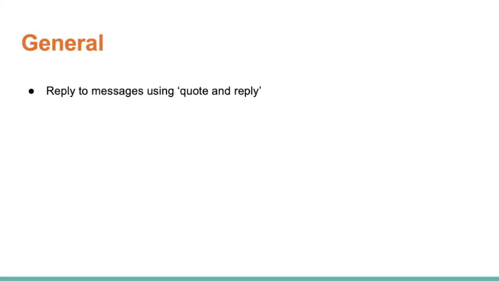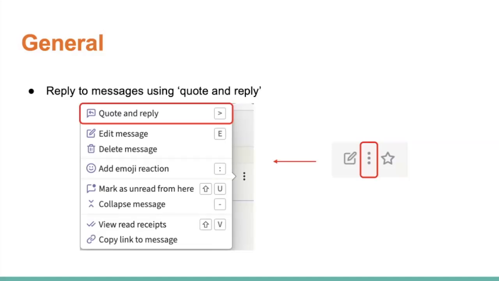On to the general parts of using Zulip. We would like you to reply to messages using quote and reply. This makes it easier to keep track of whichever message or topic you're focusing on, and it'll make the channel or topic look neater. To do this on the desktop or web version, you have to hover over a message, and these 3 icons would appear near the top right of the message. What you want to do is then select the vertical ellipses and click on the first option.